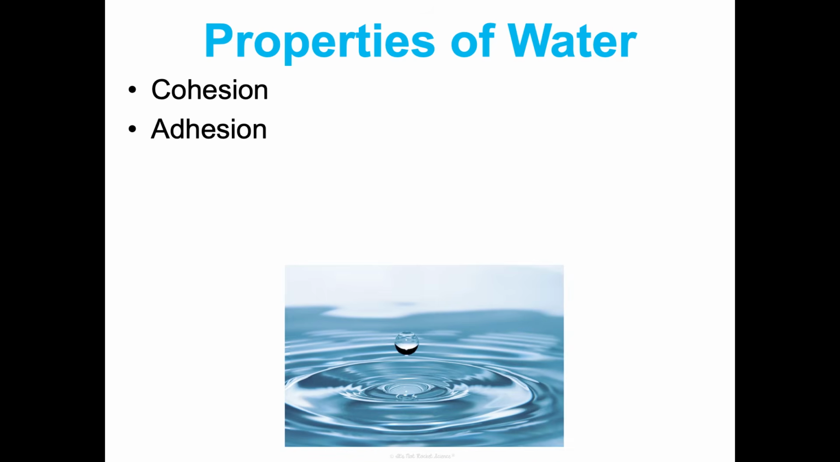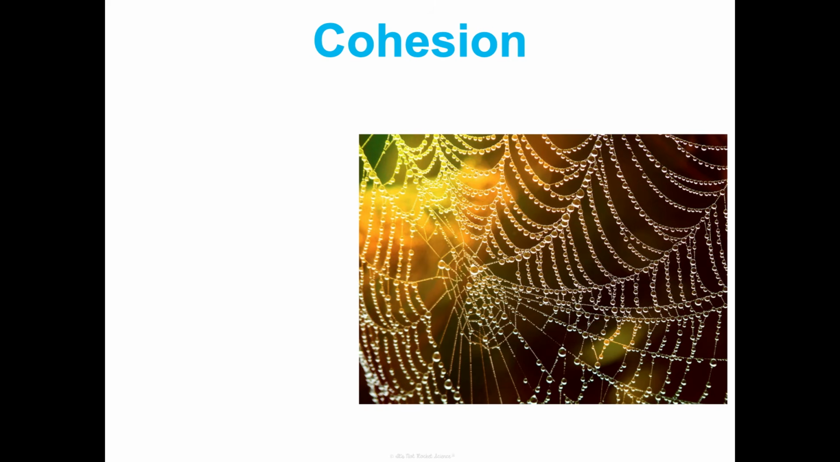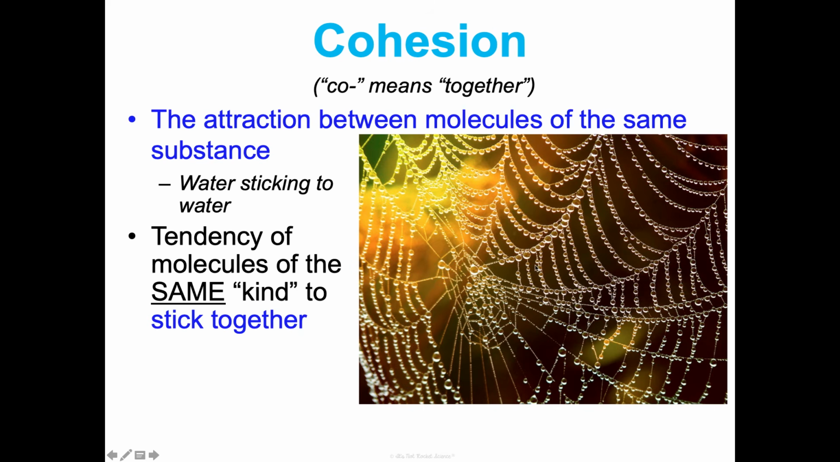There are some really cool things about water, but we're going to talk about these 5, and then we'll wrap up for today. First is cohesion. Co means together. It will serve you well this year if you keep up with these prefixes, because it'll help you remember the definitions of other words down the road. So cohesion is an attraction between molecules of the same substance that want to stick together, like water sticking to other water, or water droplets sticking on top of other water droplets. Another way to put it is the tendency of molecules of the same kind to stick together.